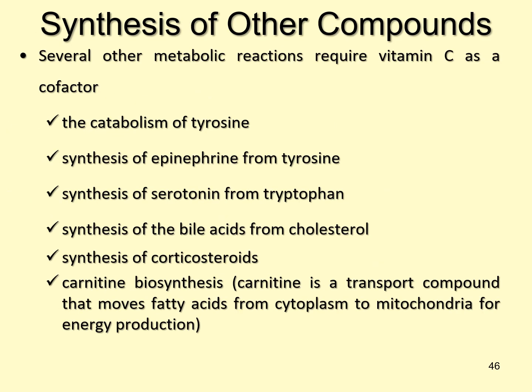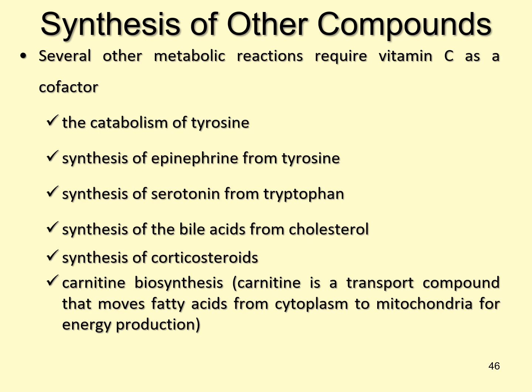It is also used for synthesis of different compounds. For example, several other metabolic reactions require vitamin C as a cofactor: catabolism of tyrosine, synthesis of epinephrine from tyrosine, synthesis of serotonin from tryptophan, synthesis of bile acid from cholesterol, synthesis of corticosteroids, and carnitine biosynthesis. Carnitine is the transport compound that moves fatty acids from the cytoplasm to the mitochondria for energy production purposes. So these all are the synthesis of other compounds using what?